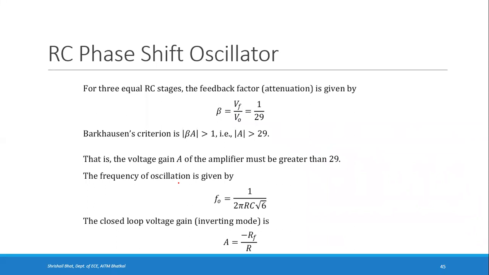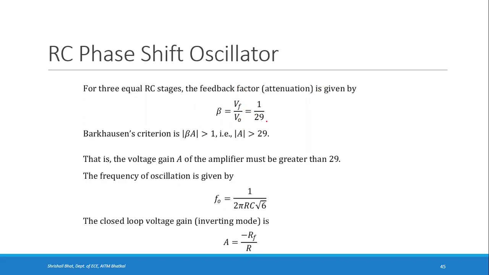There are actually derivations for this, but we will not discuss those derivations as it is out of the scope of your syllabus as well as your understanding. So we will just take them as standard equations which are derived, and we will use this as considerations while solving our numerical examples. Okay, for 3 equal RC stages, the feedback factor is beta, that is feedback voltage divided by output voltage. That should be 1 upon 29.